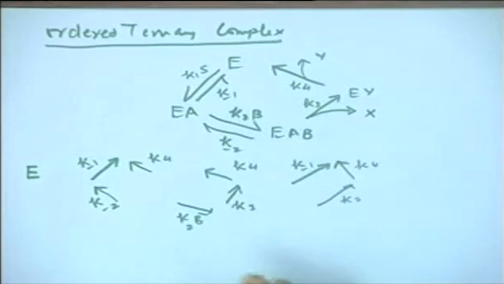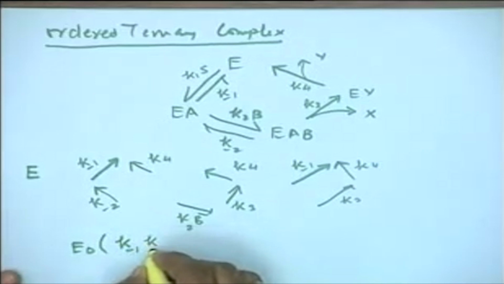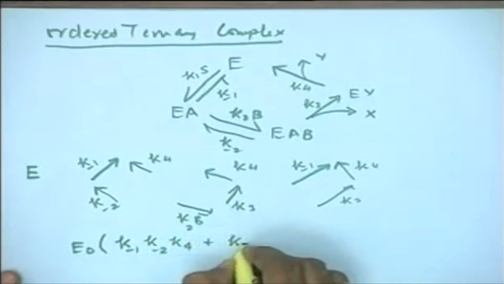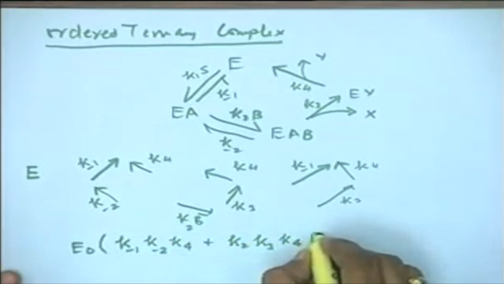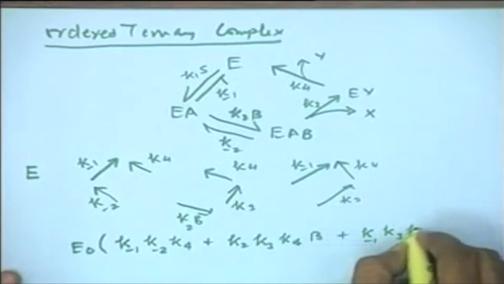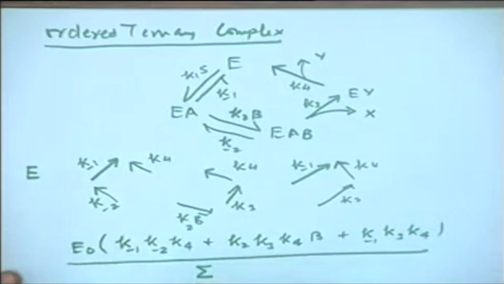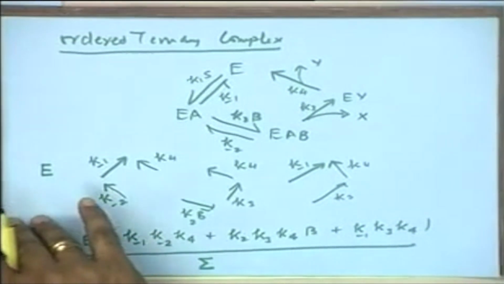These are the 3 possible patterns which are possible, and so writing for the concentration of E will be E naught into K minus 1, K minus 2, K4 plus K2, K3, K4 into B plus K minus 1, K3, K4 whole divided by sigma. So, the concentration of E will be given by this factor.